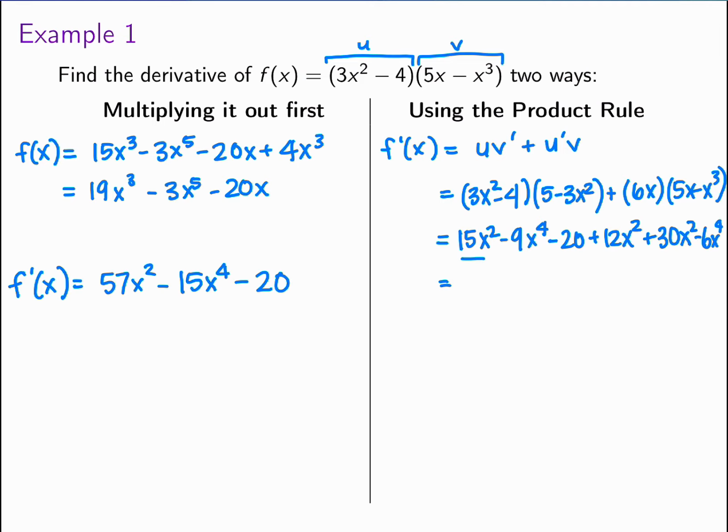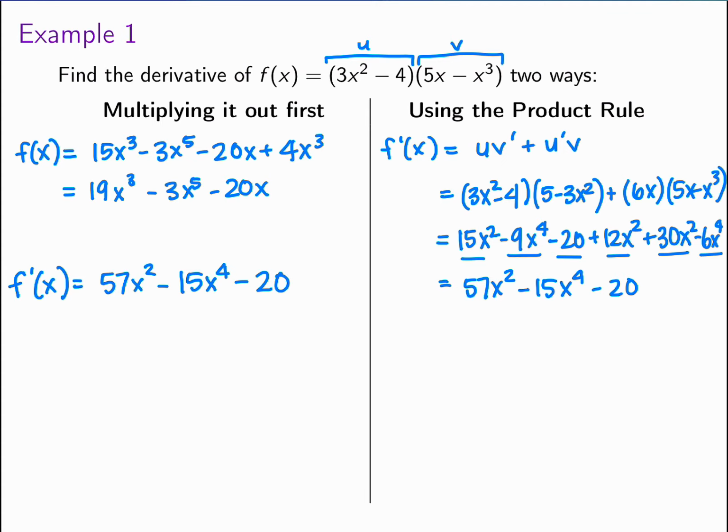I see we have 15, 12, plus 30x squared, so that's 57x squared. I see a minus 9x to the fourth and a minus 6x to the fourth, so that's going to be a minus 15x to the fourth. And then the only constant I have is that negative 20.